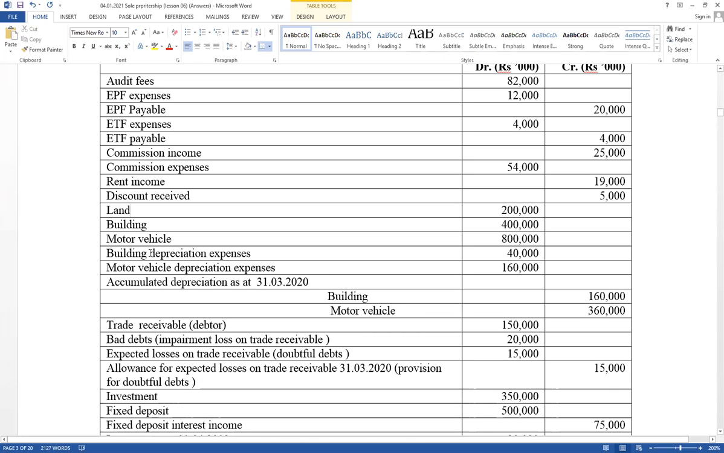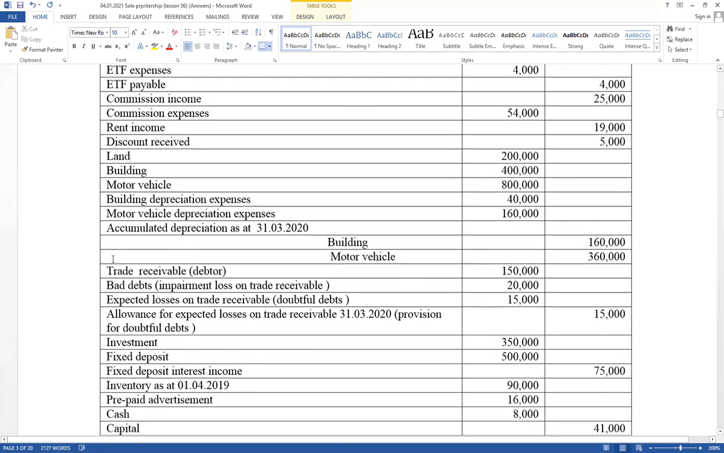Right. Here building depreciation should be included under administration expense. Motor vehicle depreciation should be included under distribution expense. And this is a closing balance of accumulated depreciation. Those values should be included under non-current assets. It has given cost value here: land, building, motor vehicle. From that value, accumulated depreciation should be deducted under non-current assets.